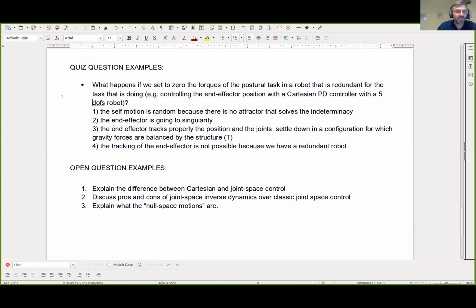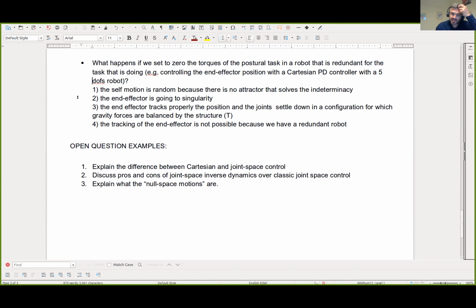So we will put this document together with the examples of today in the folder of the PDFs. Do you have any questions?